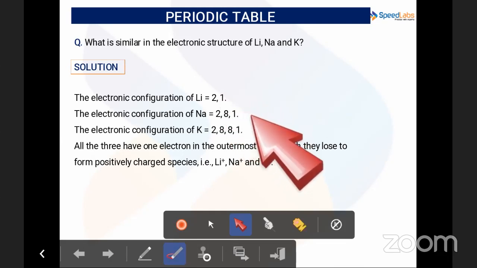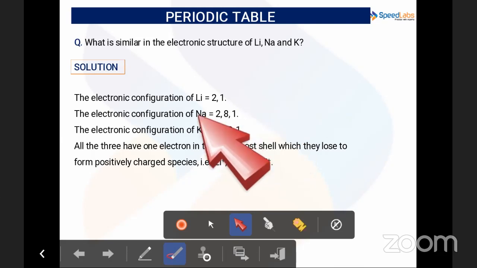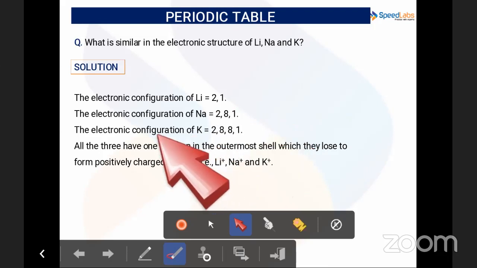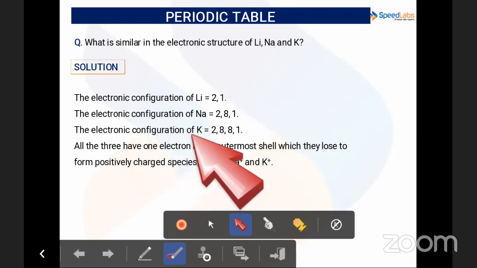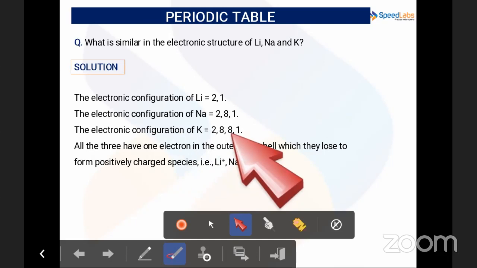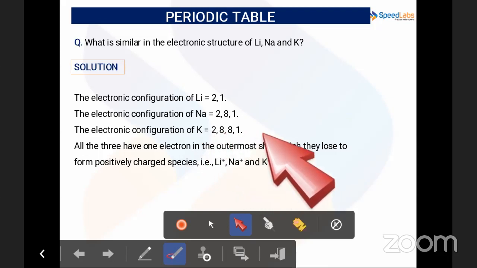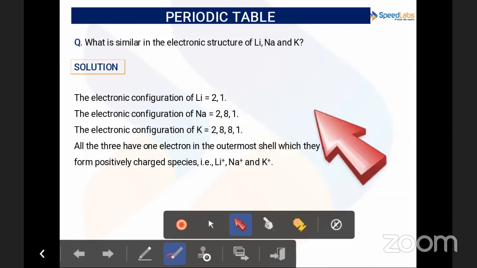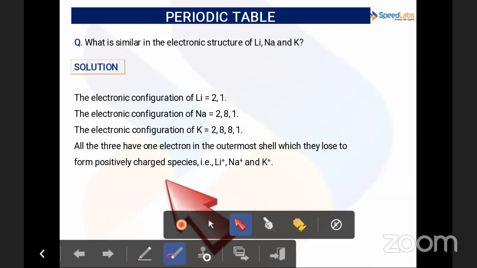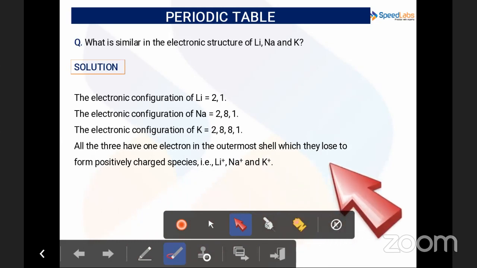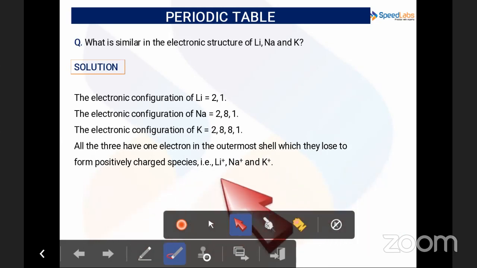If we talk about sodium, it's the 11th element in the periodic table, so the electronic configuration is 2, 8, 1. Similarly, potassium is the 19th element in the periodic table, so the electronic configuration for potassium is 2, 8, 8, 1. Now the question they have asked is, what is similar in the electronic structure of lithium, sodium, and potassium? All 3 have 1 electron in the outermost shell, which they lose to form positively charged species.